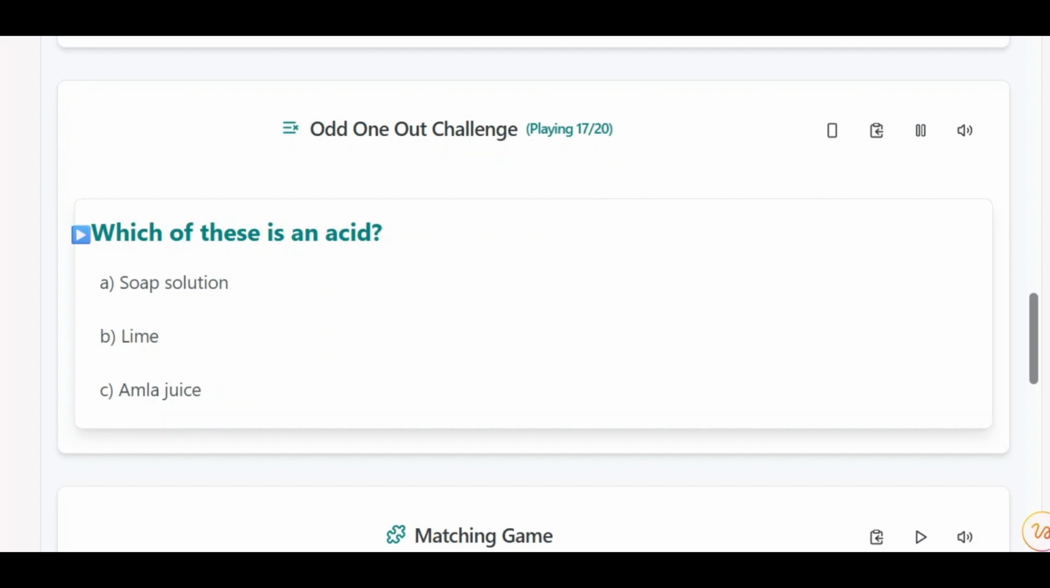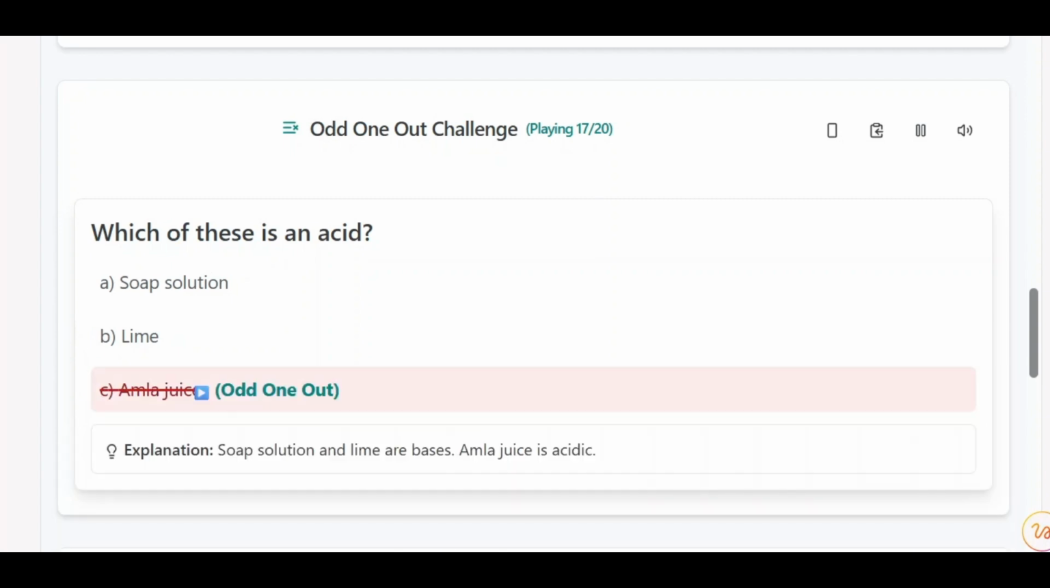Which of these is an acid? Soap solution, lime, amla juice. The odd one out is amla juice, because soap solution and lime are bases, while amla juice is acidic.